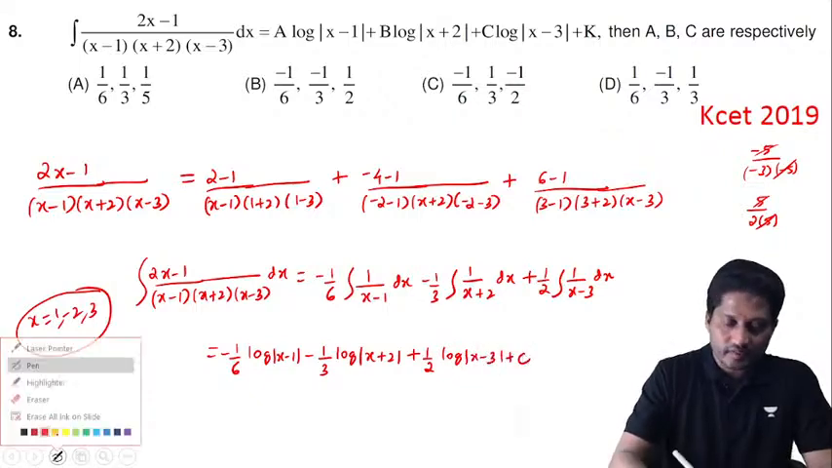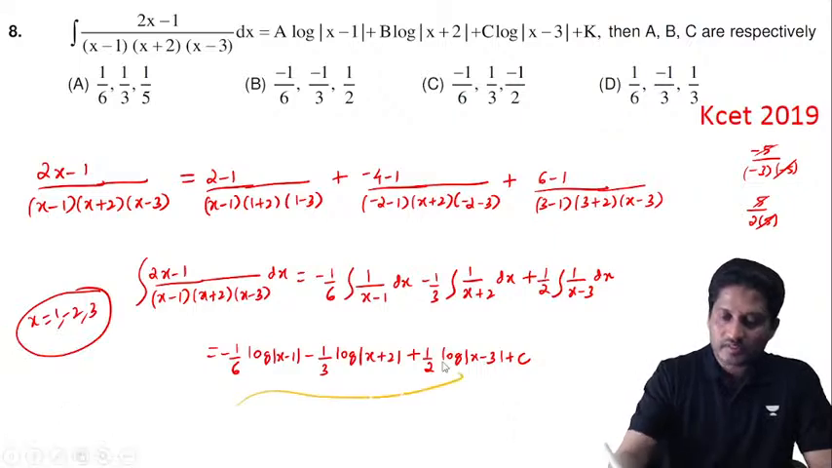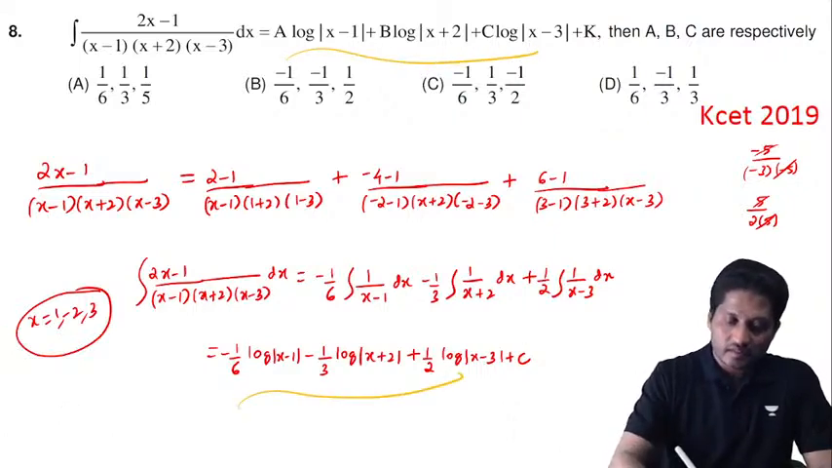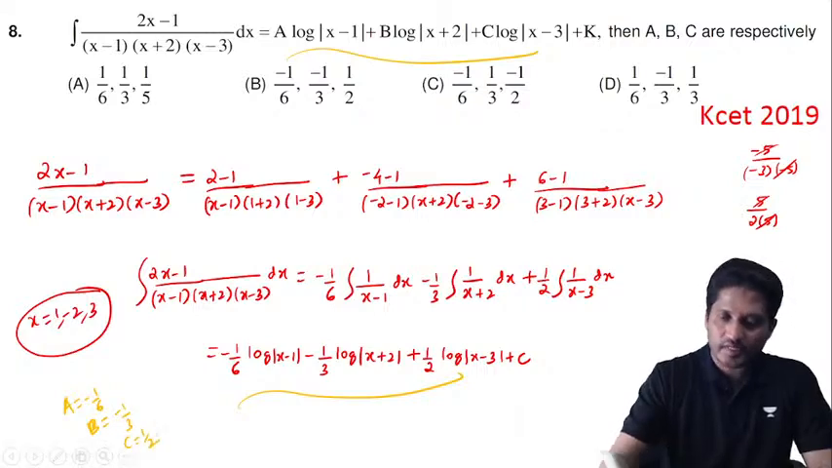Now if you compare this and this, a is equal to minus 1 by 6, b is equal to minus 1 by 3, and c is equal to half. Right? Answer will be option B. Let's move to the next question.